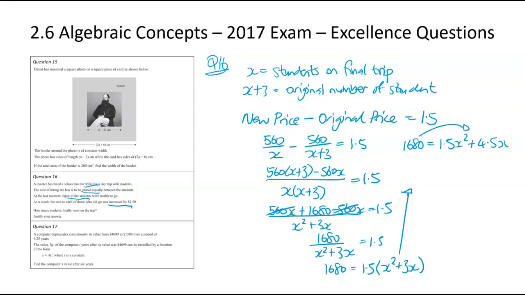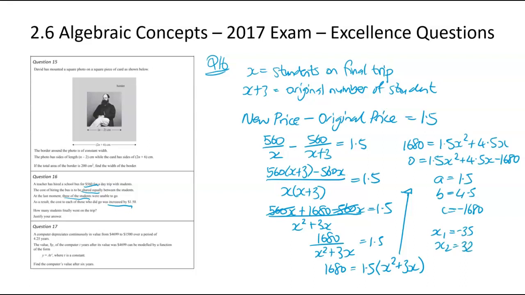I'm now going to take that there over to the other side. That's going to become negative. So 0 is equal to 1.5x squared plus 4.5x minus 1680. We can mess around with factorizing and other solving methods, but let's just jump straight into the graphics calculator. a is 1.5, b is equal to 4.5, and c is equal to negative 1680. And when we get that into the calculator, that tells us x1 is going to be equal to negative 35, and x2 is equal to 32.